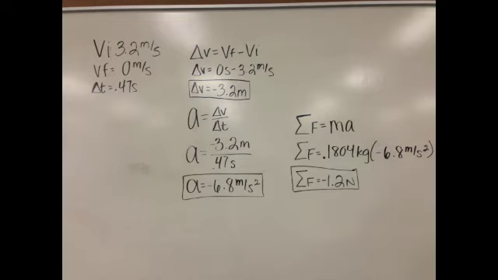Using these values with the average acceleration, we calculated the magnitude of Heather's acceleration as she was sliding, which is 6.8 meters per second squared. Then, using Newton's second law of motion, net force equals mass times acceleration, we calculated the net force on Heather as she was sliding, which is 1.2 newtons.